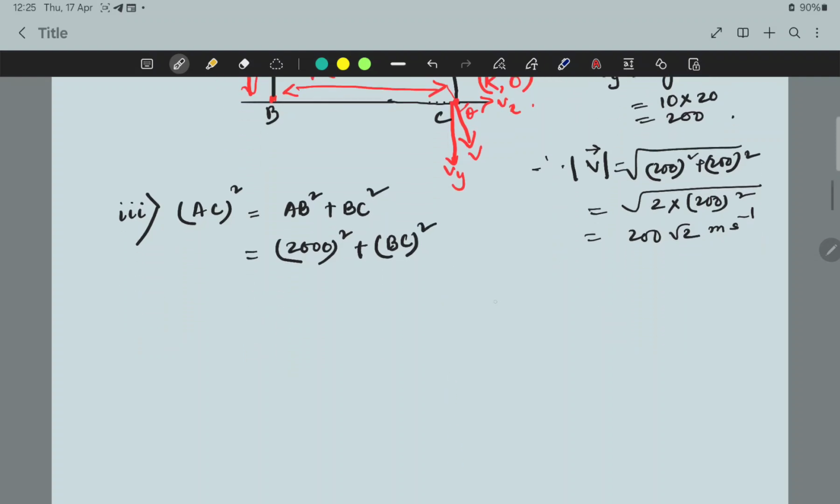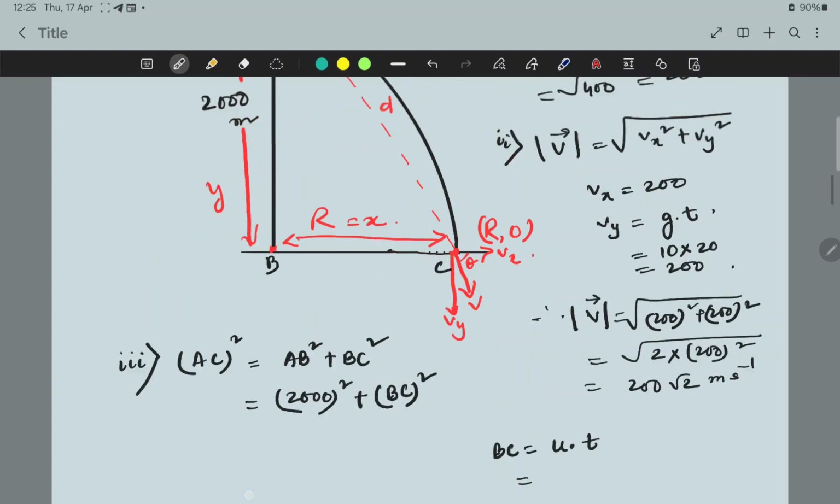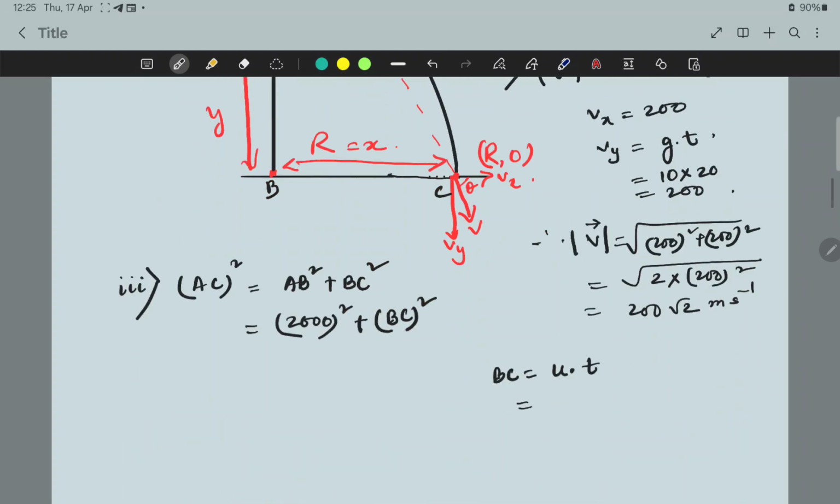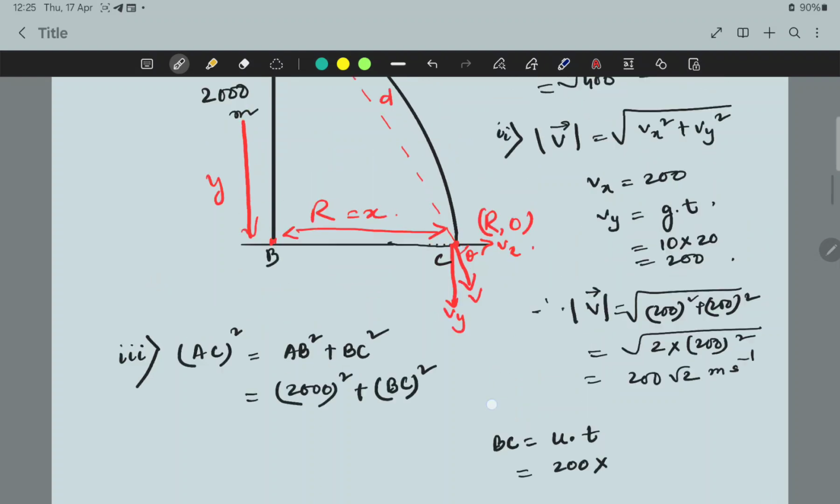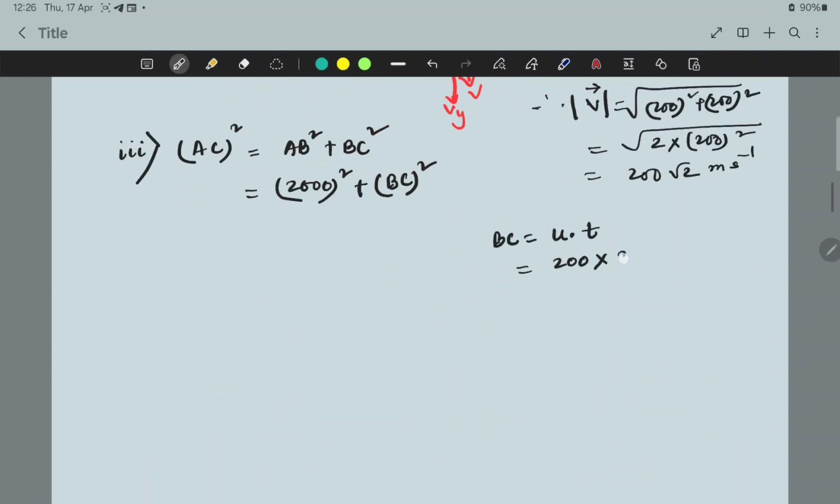How to get BC? BC, which is the range, will be velocity multiplied by the time. So velocity in x direction is 200. Since this motion is along x direction, we will be using the x value of u multiplied by the time taken, which was 20 seconds. So it is 4000.